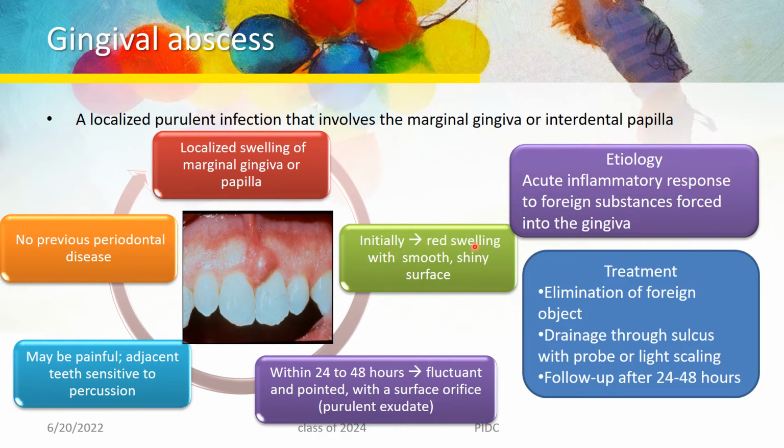Initially it is a red swelling with a smooth shiny surface, but within 24 to 48 hours it becomes fluctuant and pointed with a surface orifice through which purulent exudate discharges. This may be painful. Adjacent teeth may be sensitive to percussion. There could be no previous history of periodontal disease in such teeth.